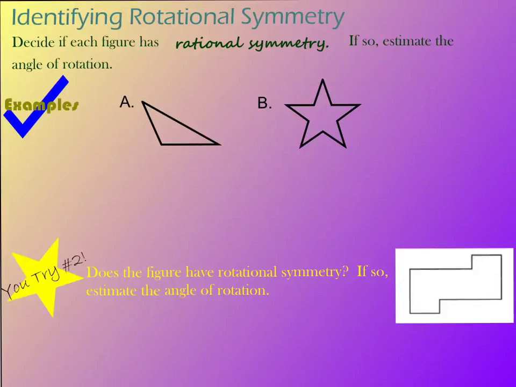Here we're going to look at rotational symmetry. So the directions say decide if each figure has rotational symmetry. If so, estimate the angle of rotation. So I have to look at my angle of rotation. And I kind of explained this to you a couple slides ago. But what we're going to do is we are going to draw lines connecting to the center of our shape.